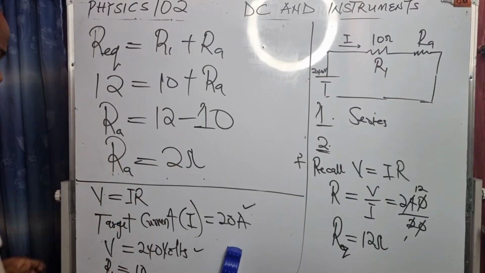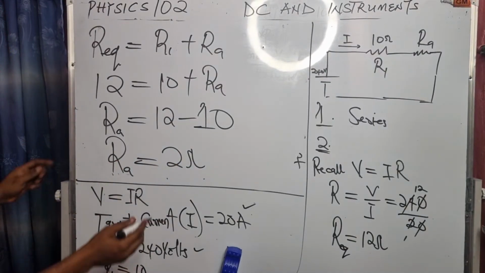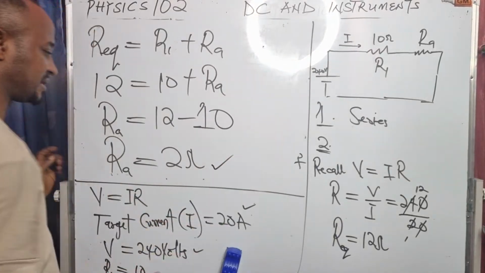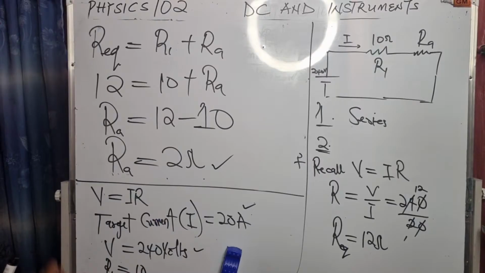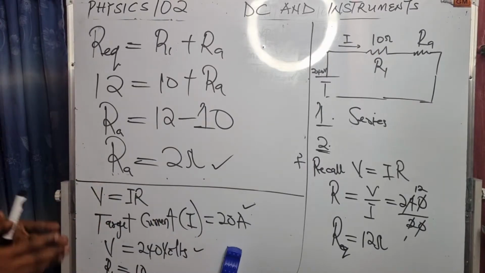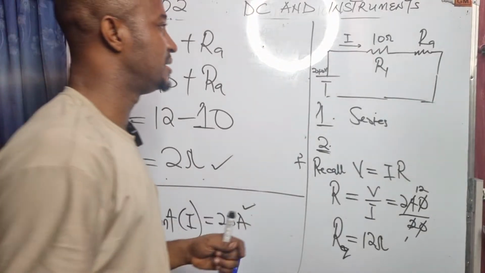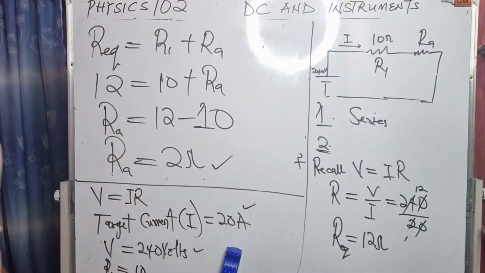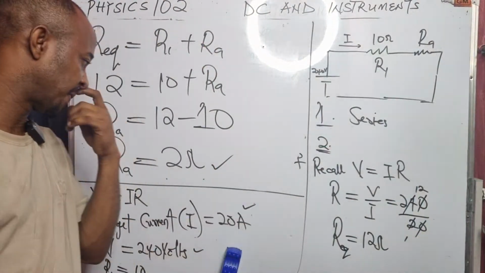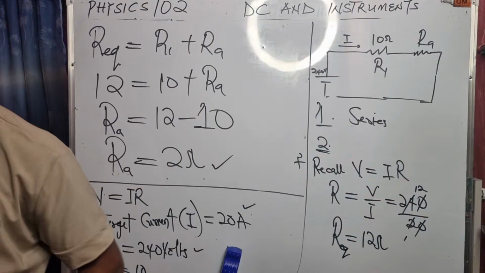It becomes 2 ohms. So the value of the auxiliary resistor is simply 2 ohms. This is very simple. So the value of our ROA that we need to support our RO1 in order to limit the current to 20 ampere is 2 ohms.